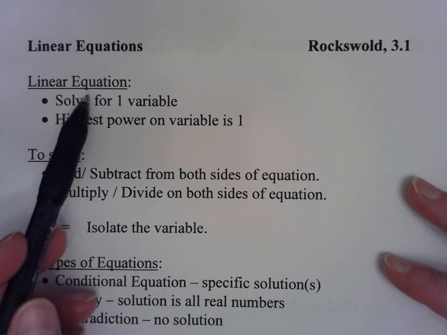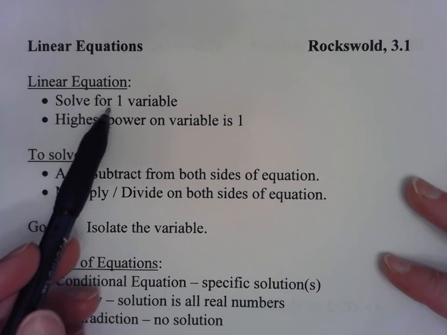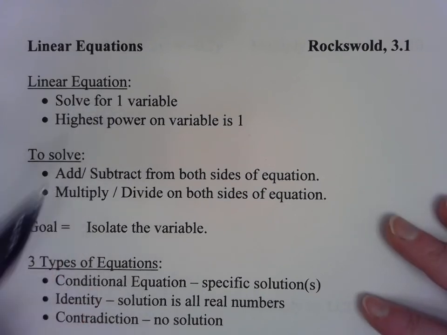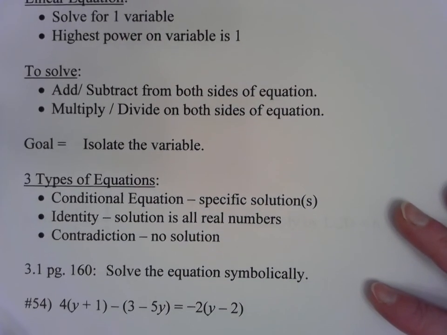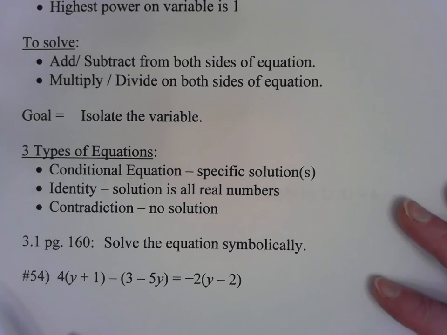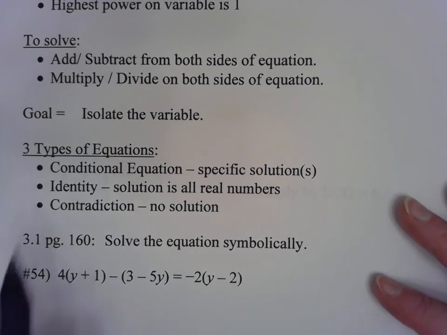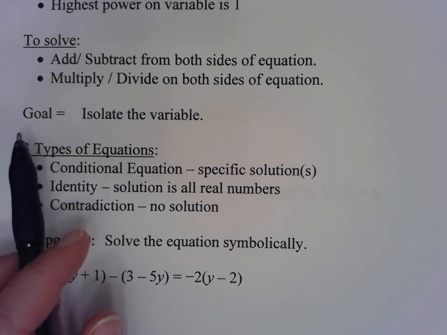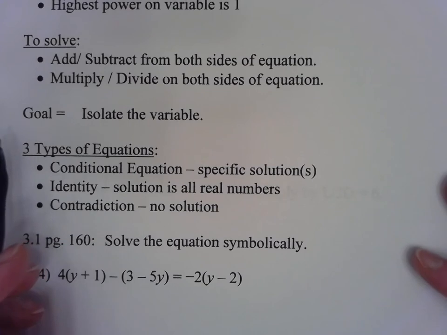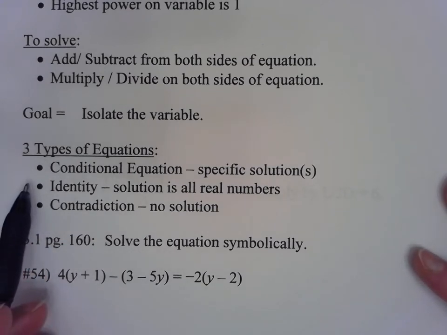Because we're looking at an equation, we're only going to have that one variable, whatever it happens to be. To solve for that variable, we're going to go through the steps to isolate it, right? That's our goal. And so we may need to add or subtract from both sides. We need to multiply or divide from both sides. There are three types of equations that we could run into.